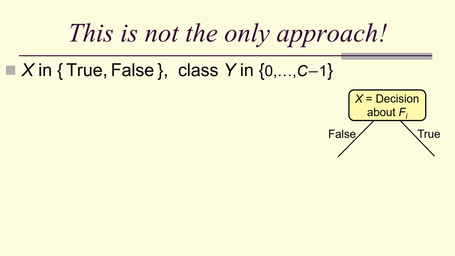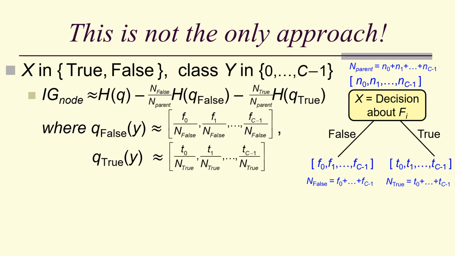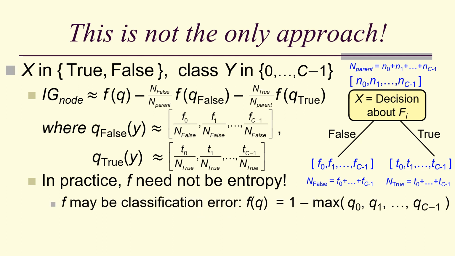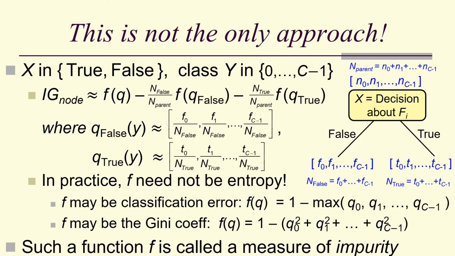So this is not the only approach. Suppose we have a distribution like this before the decision, and distributions for false and true like this, and define these capital N's. Then you can show that the information gain at the node is approximated by this expression. And entropy is not the only function that maps a probability distribution to a positive real number. So we can actually use something like this. And in practice, F is not entropy. It could be classification error, it could be Gini coefficient. And such a function, F, is called a measure of impurity.